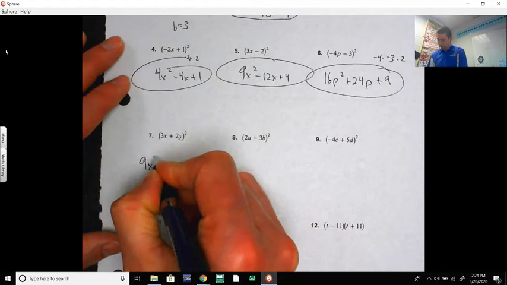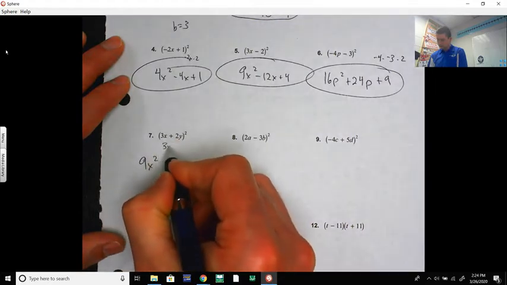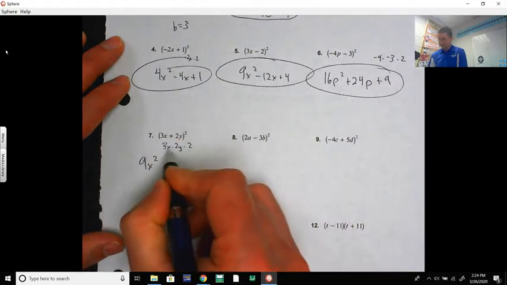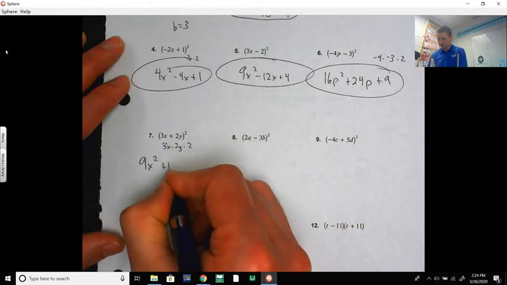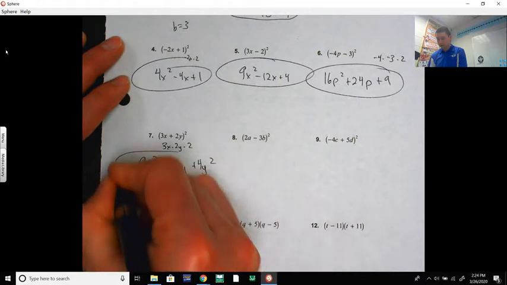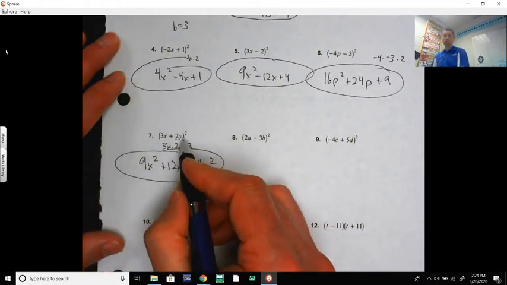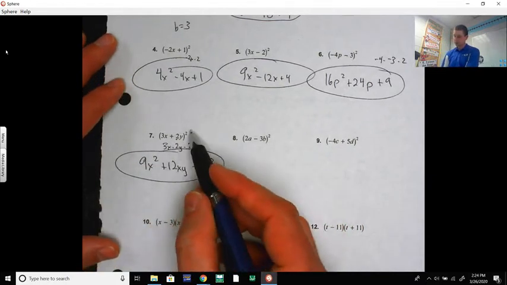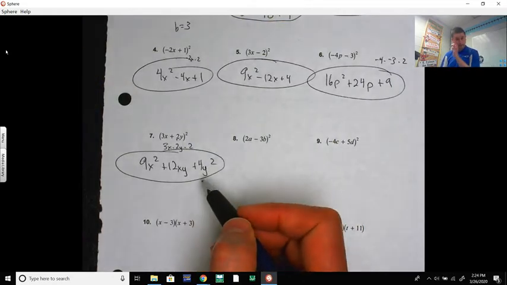Double variables, no problem. Here you got 3x times 2y times 2. So that's 6xy times 2, that is 12xy. And then plus 4y squared at the end. Make sure you square the 2 and square the y. So 2 squared is 4, y squared is y squared. Again, this is too fast. Go back, pause it, go watch it again.